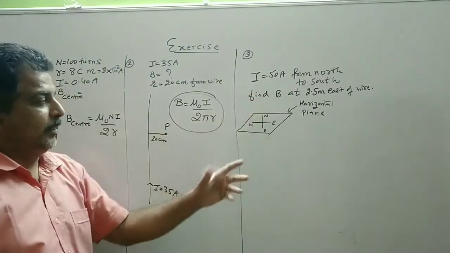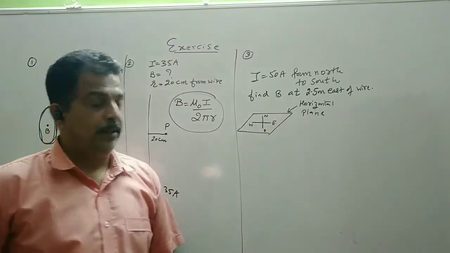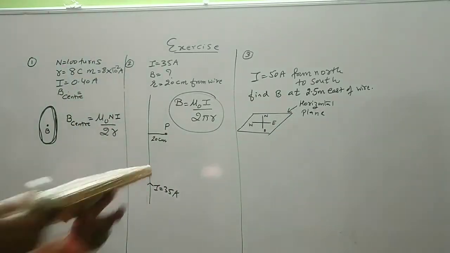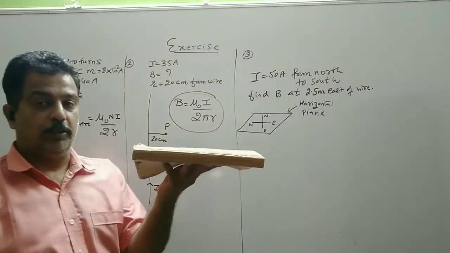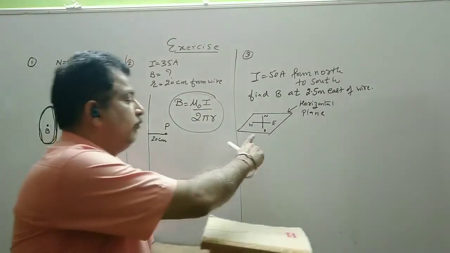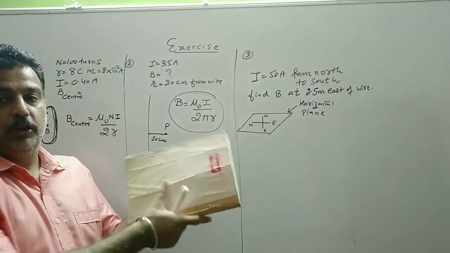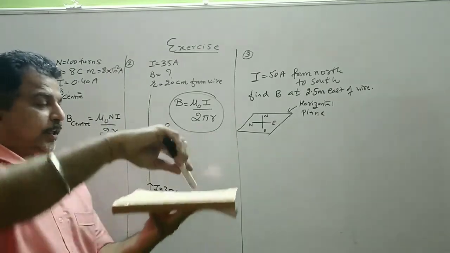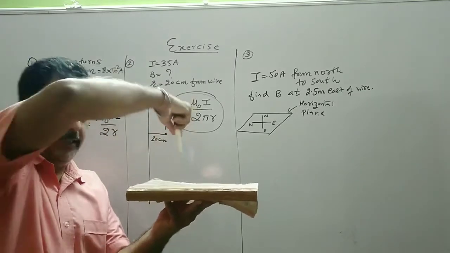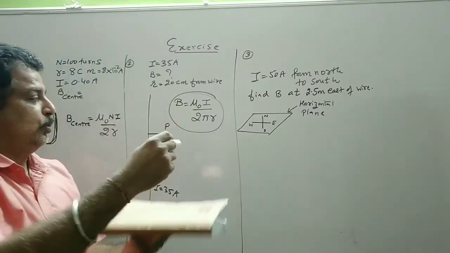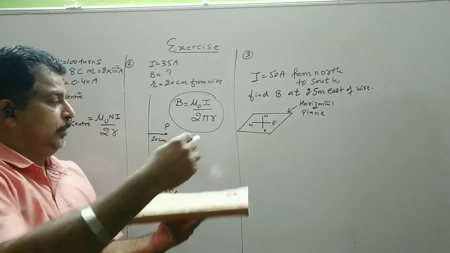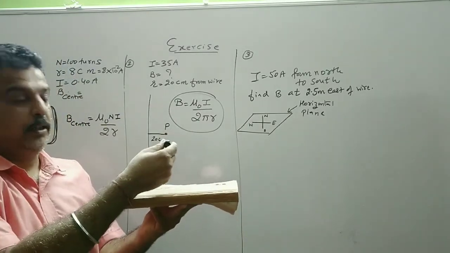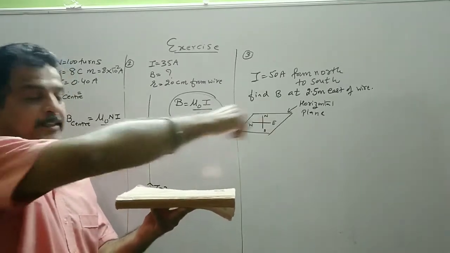So we consider this horizontal plane. Let us consider that a horizontal plane is like this. So this is my horizontal plane, which is drawn like this. This direction is taken as north and south. So this is north and this is south. So north-south direction. So east-west is taken like this.